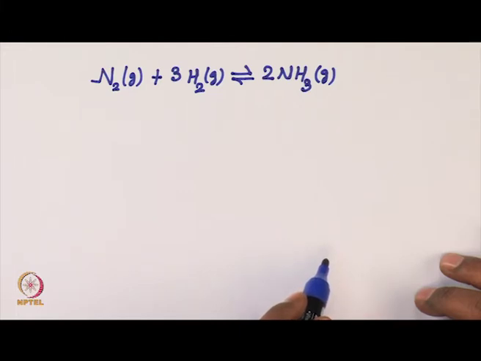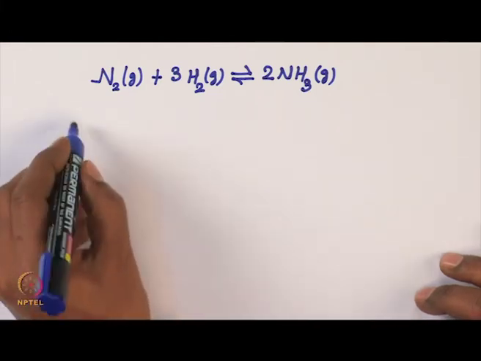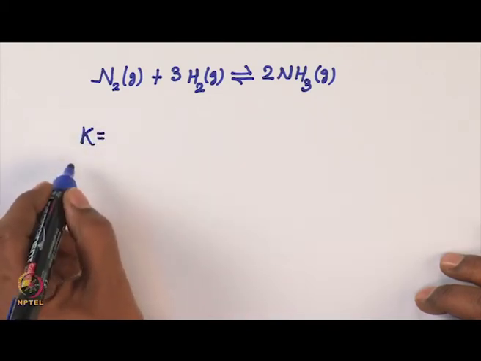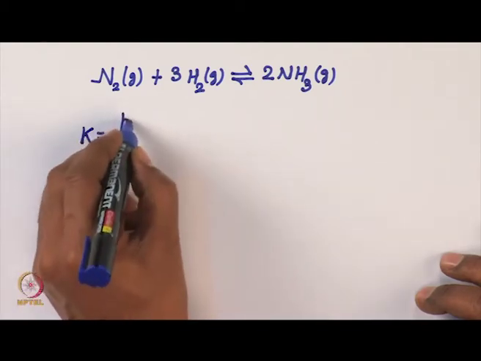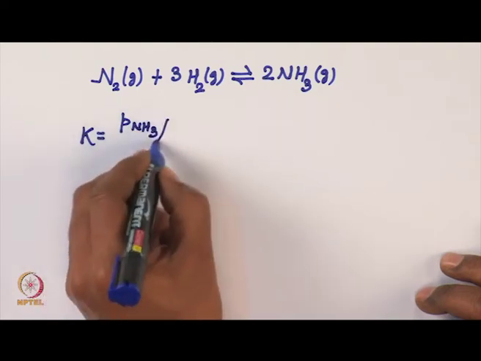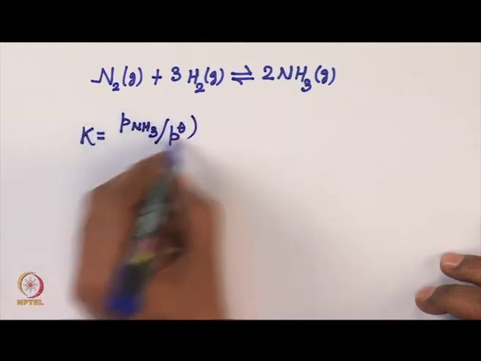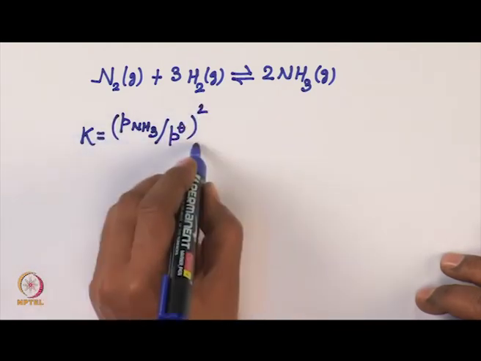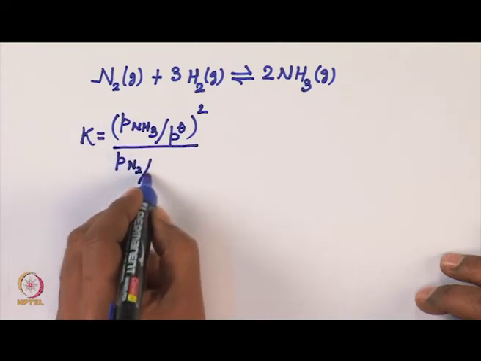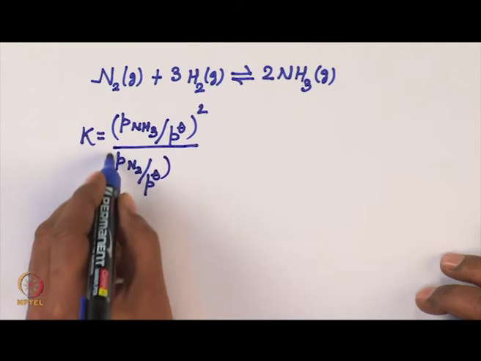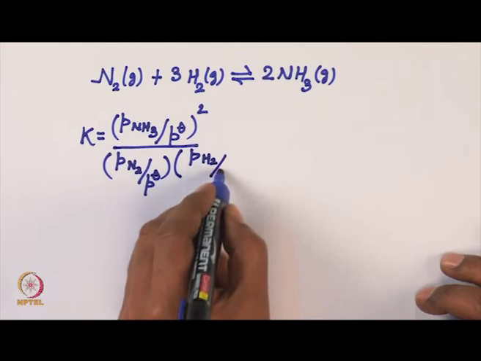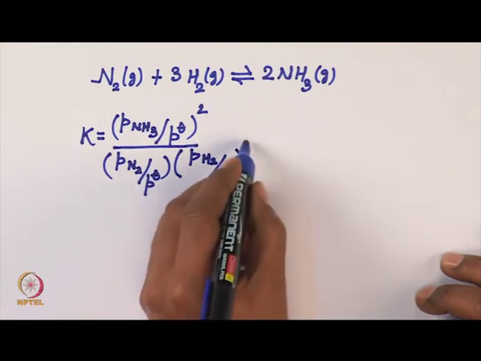We have to find out what is the effect of pressure. As a first step, I will write an expression for K. K will be equal to partial pressure of ammonia by P naught raised to the power 2 divided by partial pressure of nitrogen by P naught into partial pressure of hydrogen by P naught raised to the power 3.